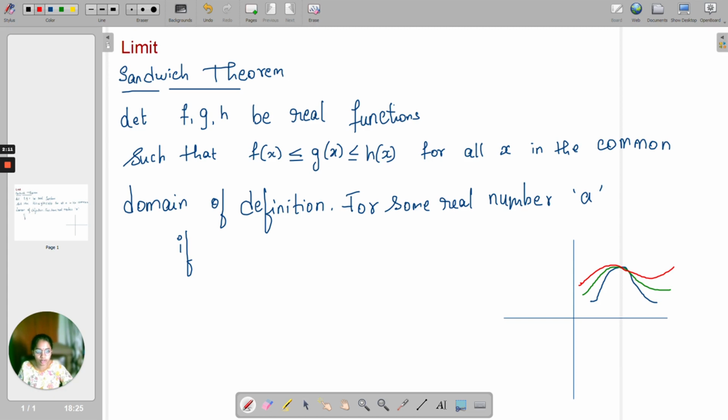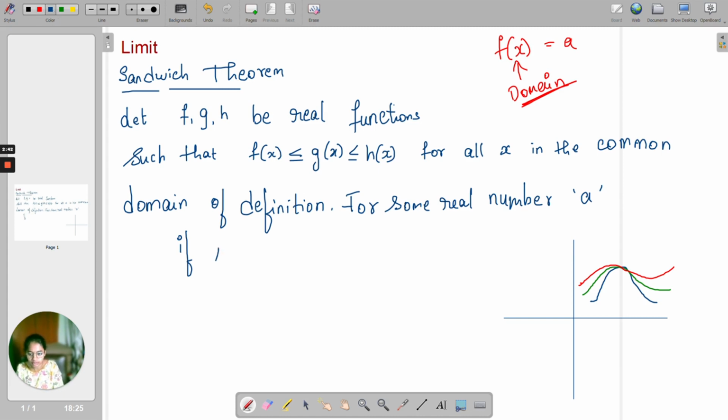What do you mean by this common domain? What do you mean by a domain? If you have a function f of x equal to, say, a, then this x is called the domain. They are saying that this x, the input, is common for all these functions f, g and h.